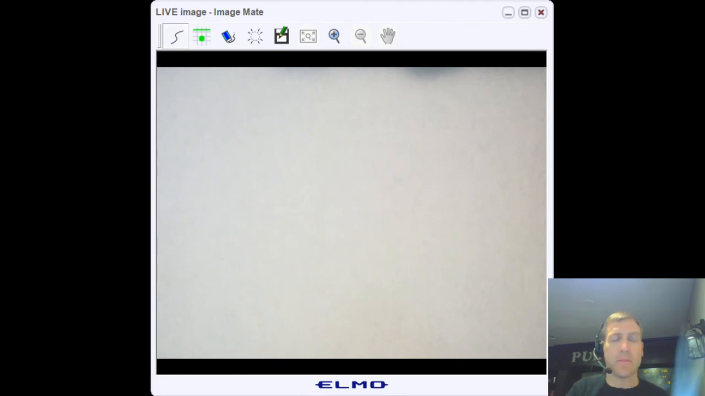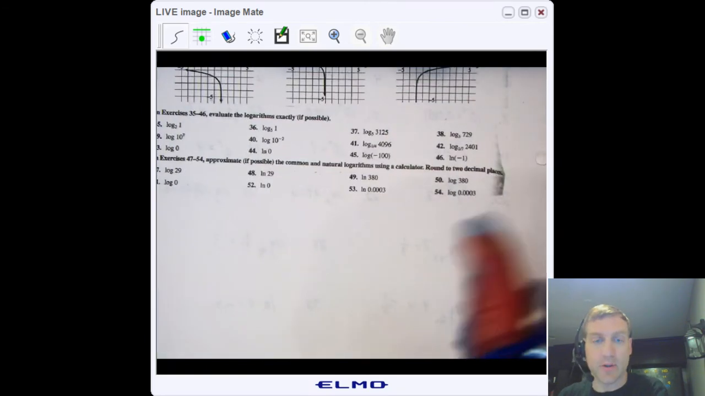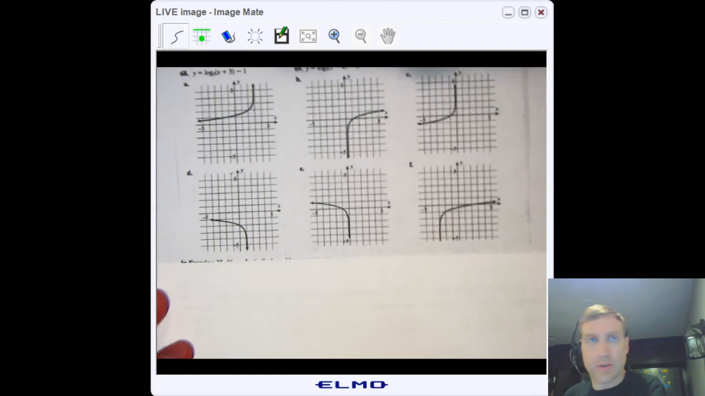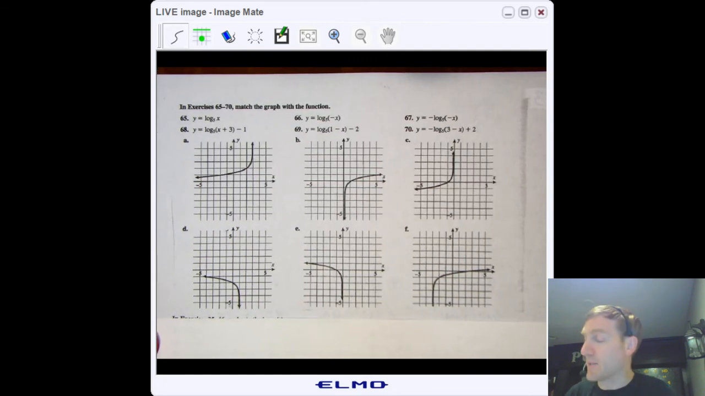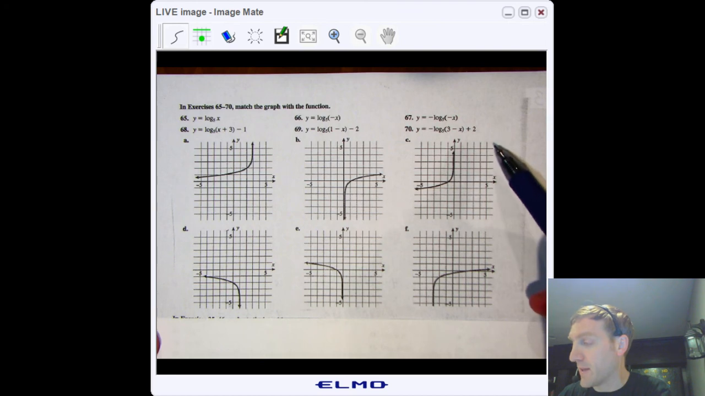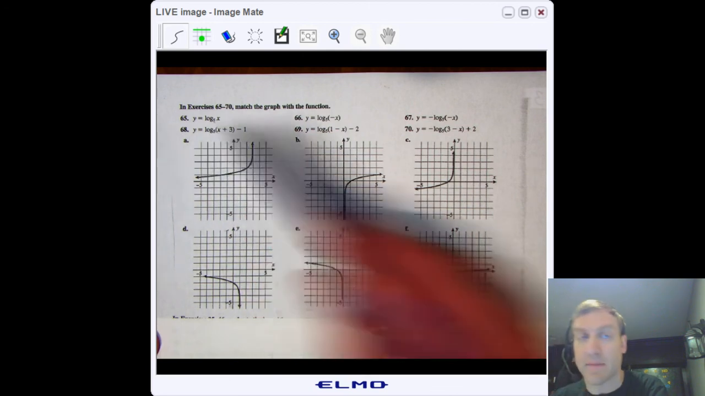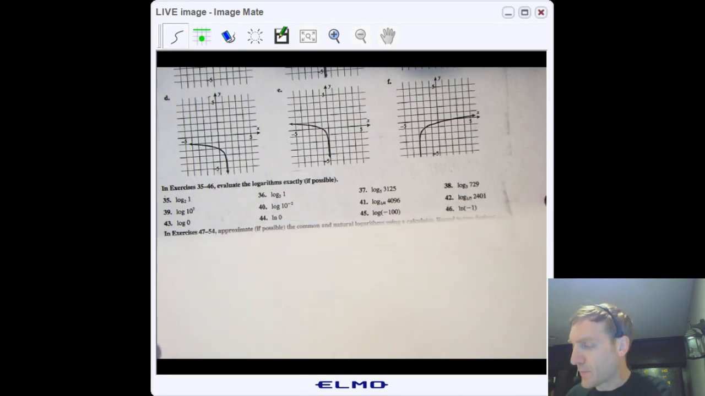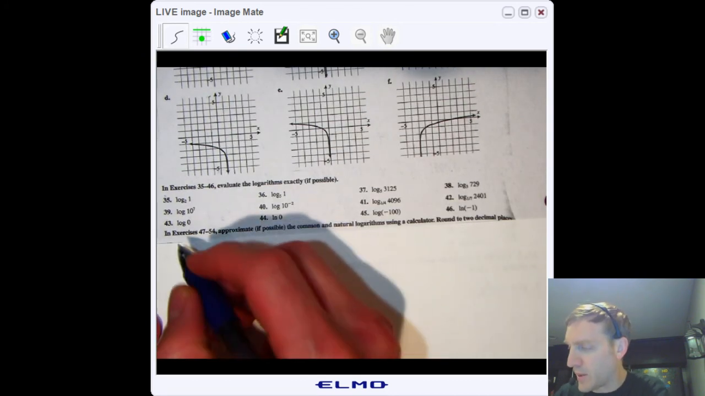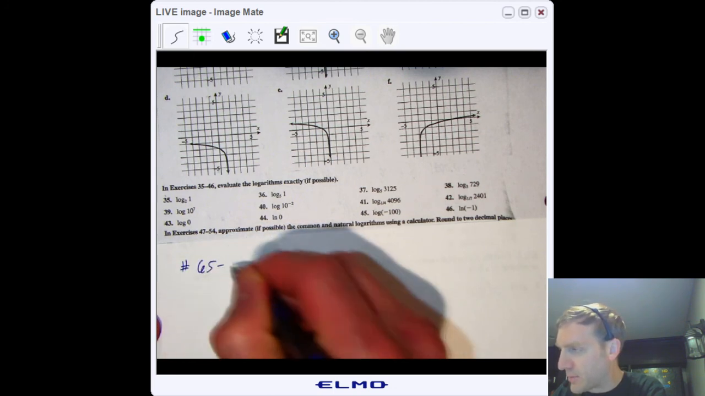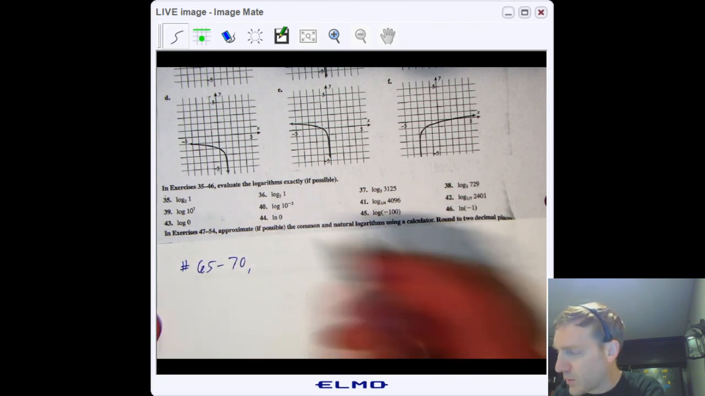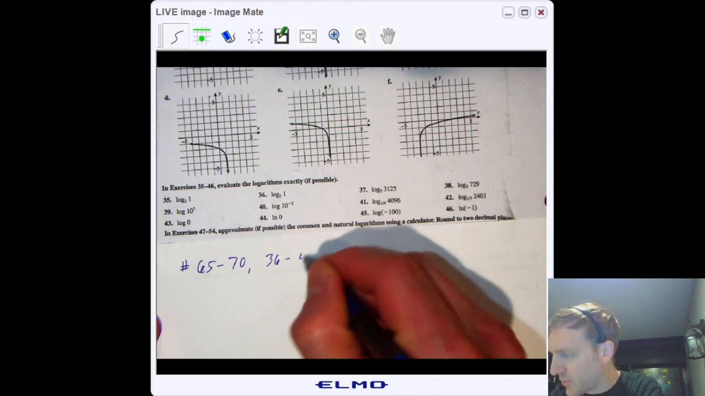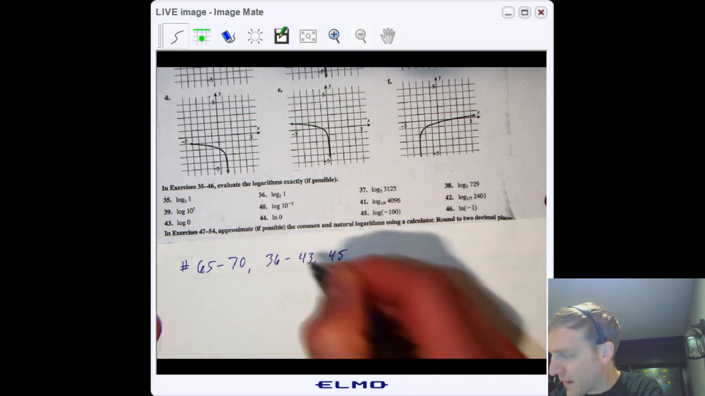On your 7.4 homework sheet, on the back is going to be your second assignment. I want you to do the 6 matching graphs at the top, 65 through 70. Just match the graphs with the equation. All these are log graphs and all the same base. Notice they're all log base 5 of x, just using transformations. And then I want you to evaluate logarithms here. So 65 through 70 on the top, and then I want you to do 36 through 43 and 45.